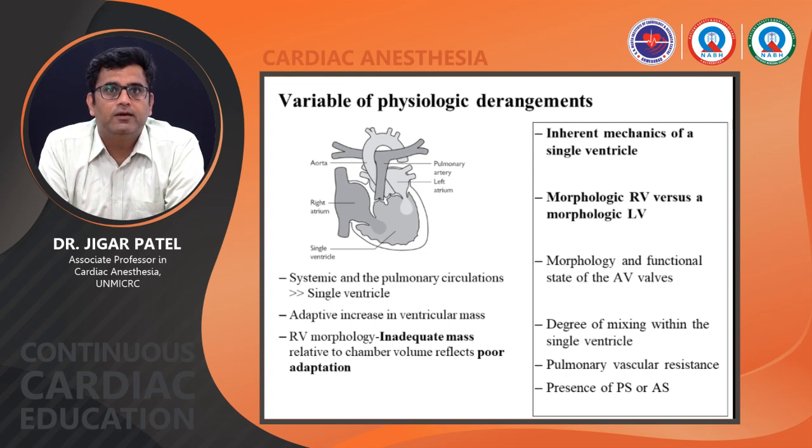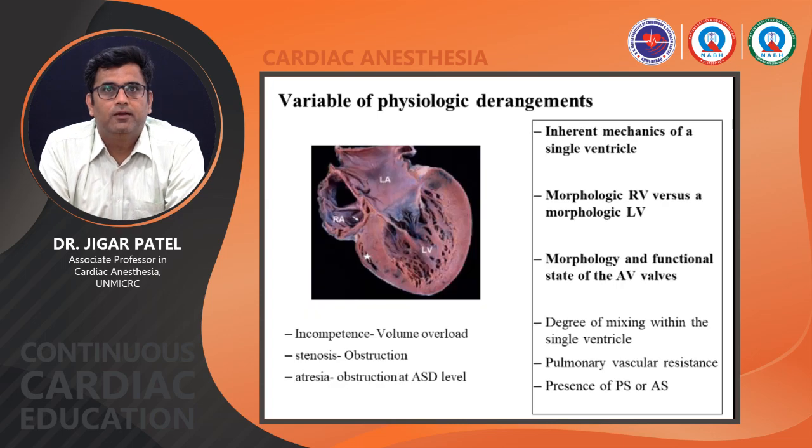So here the single ventricle supplies both systemic and pulmonary circulation. So to overcome this volume load, there should be an adaptive increase in the ventricular mass. The LV will take care of this, but with RV morphology of the single ventricle, there is an inadequate mass related to chamber size. So it will reflect as a poor adaptation.